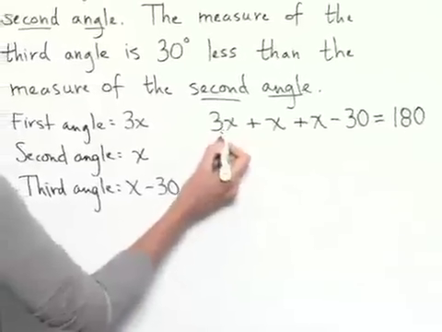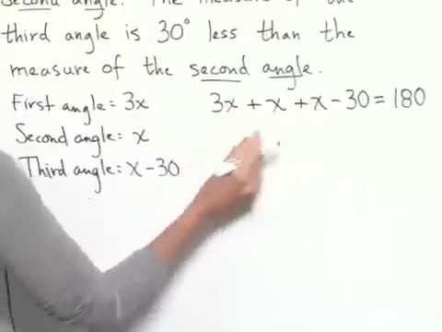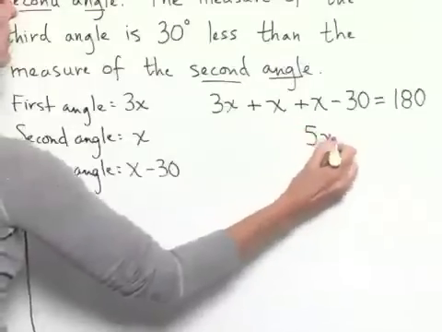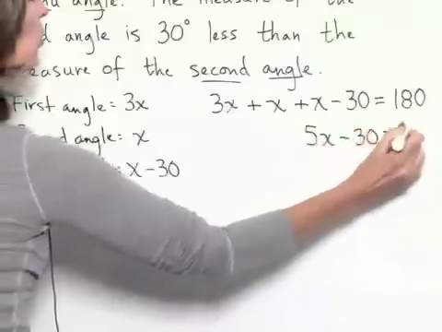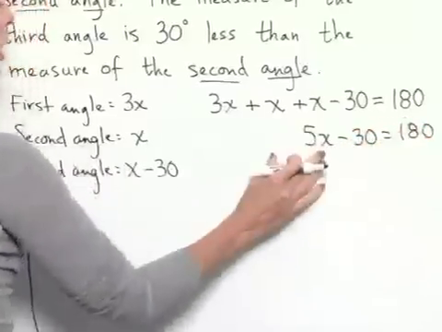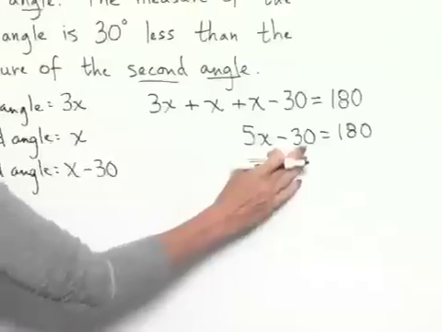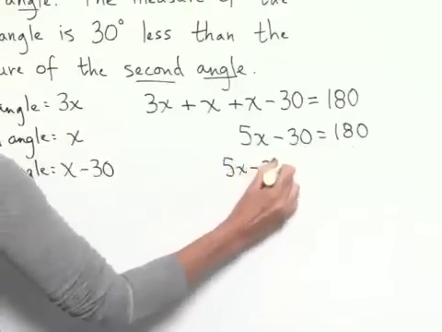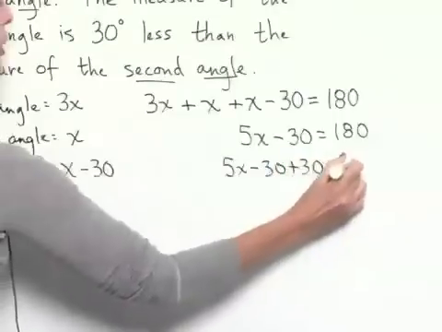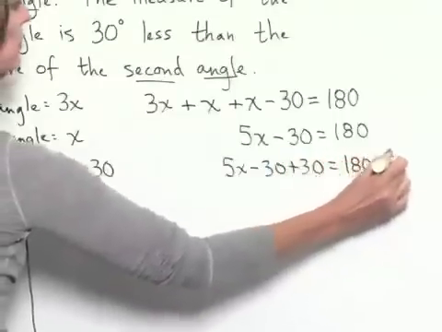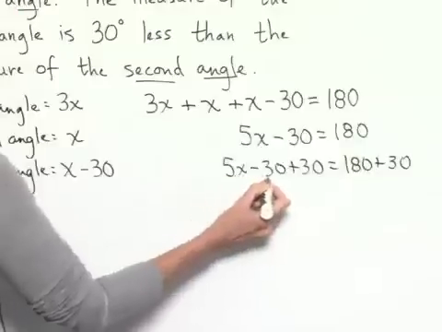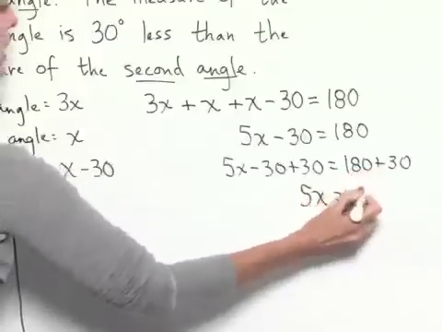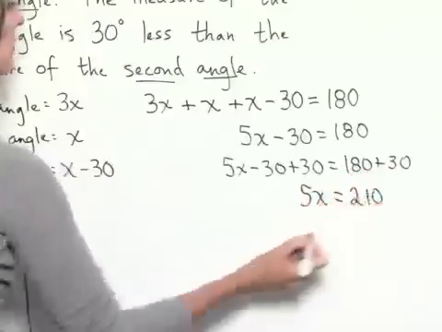Combining like terms, we have 3x, which is the same as 3x plus 1x, which gives us 5x. So 5x minus 30 equals 180. To isolate our variable expression, we're going to add 30 to both sides of the equation. So we'll have 5x minus 30 plus 30 equals 180 plus 30. 5x minus 30 plus 30 is simply 5x. 180 plus 30 is going to be 210.